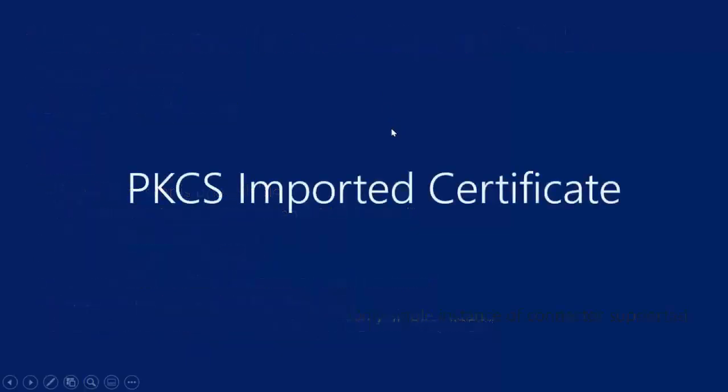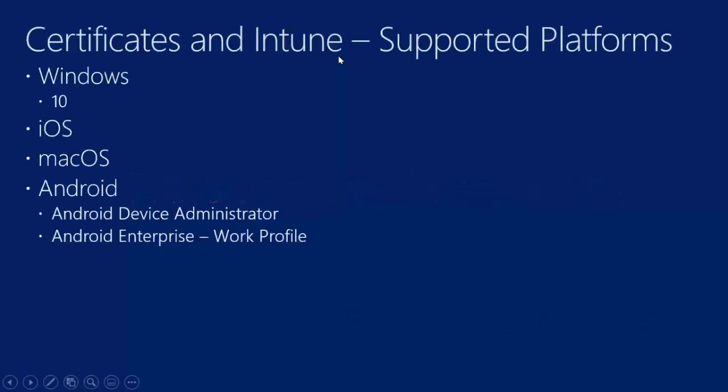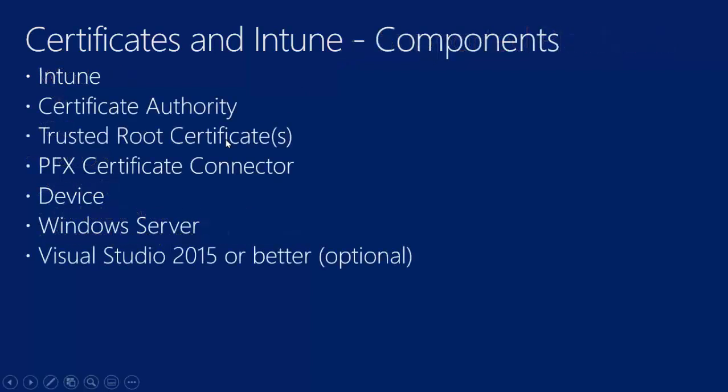The next type of certificate profile that we want to talk about is what's called the PKCS imported certificate. Like before, let's start by looking at the supported platforms. They're similar, or really the same, as what we have for just PKCS. That's as of this recording, so there's always work to add other platforms. In terms of components, you're starting to see at least one new one pop in. So we have Intune, of course, and a certificate authority.